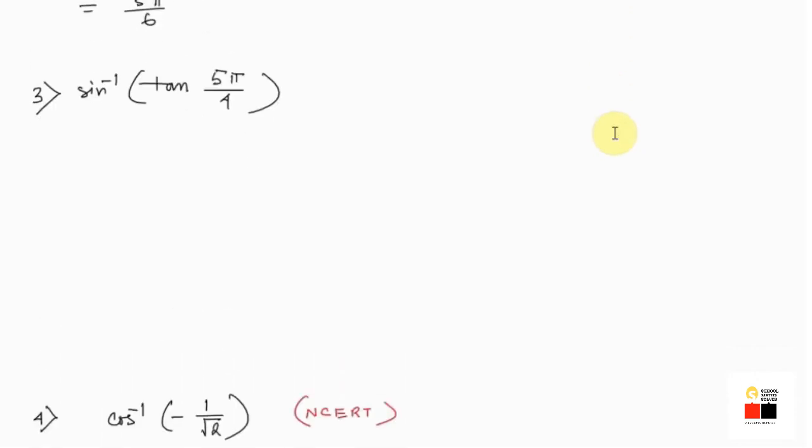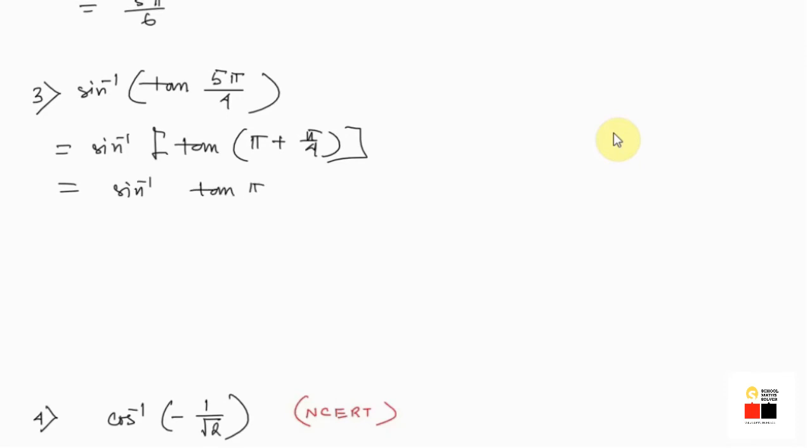Now the problem is sin inverse of tan 5 pi by 4. Sin inverse tan of pi plus pi by 4 equals sin inverse tan pi by 4, which is sin inverse 1, that is sin inverse sin pi by 2. Pi by 2 will be the answer.